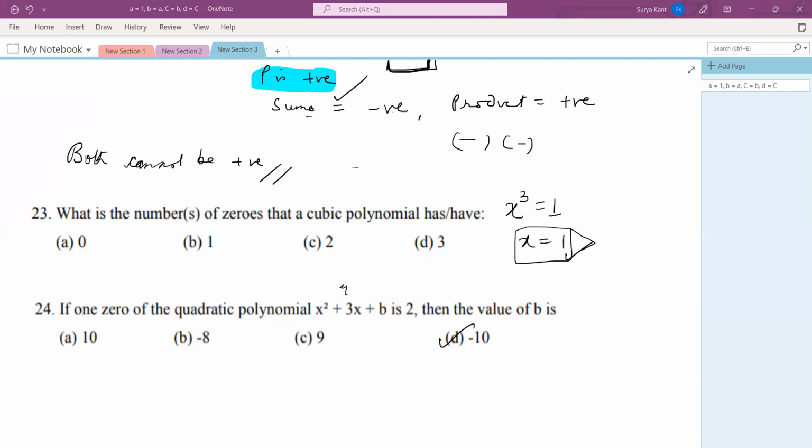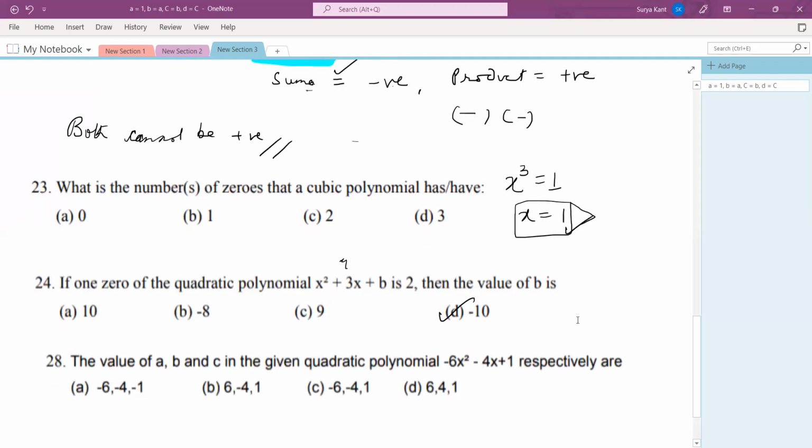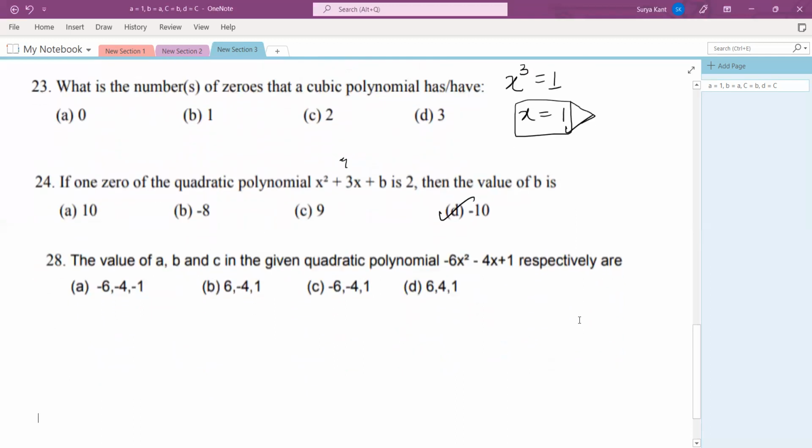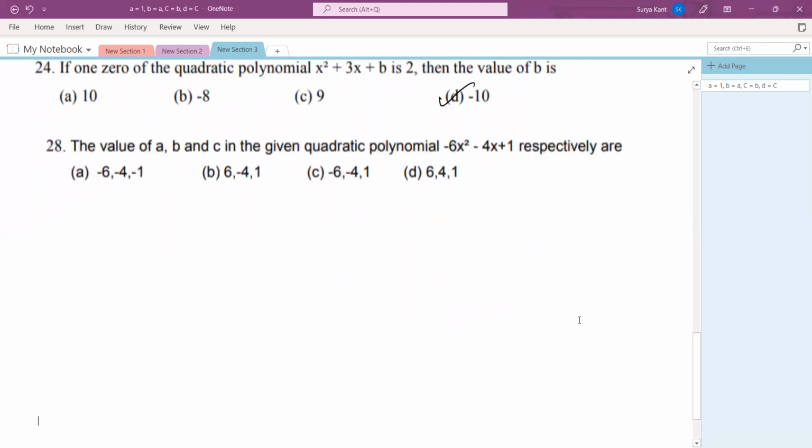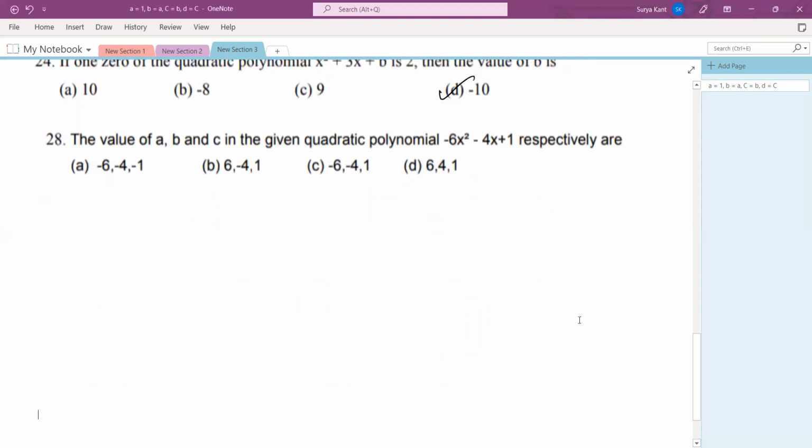The value of a, b, c in the given quadratic polynomial, where minus is 6, minus 4 and 1. Which type of question is this? Sir, what is this question, sir? I thought it's a very hard question, so I gave.